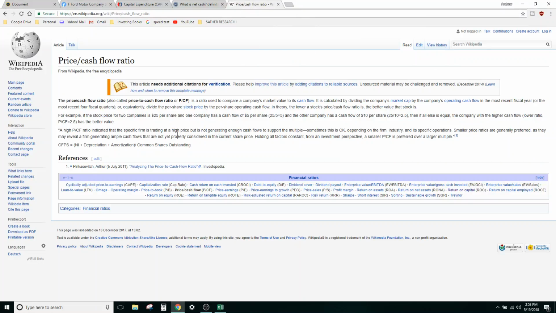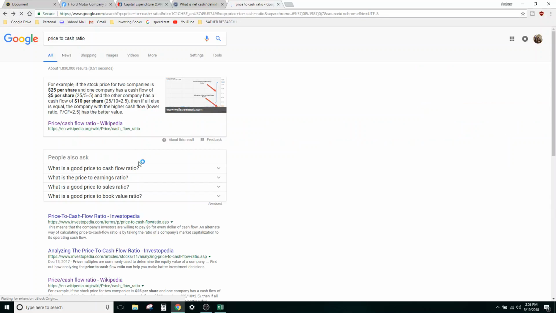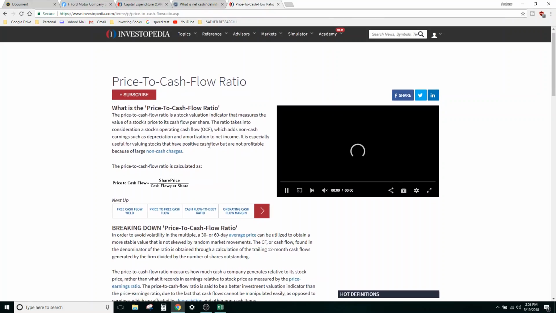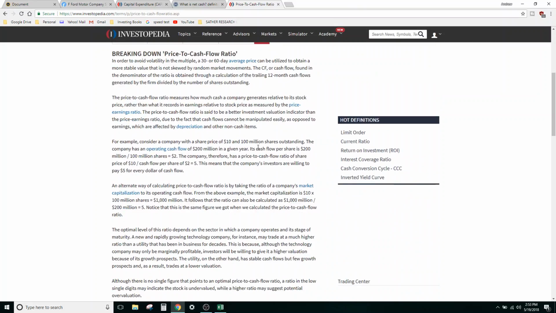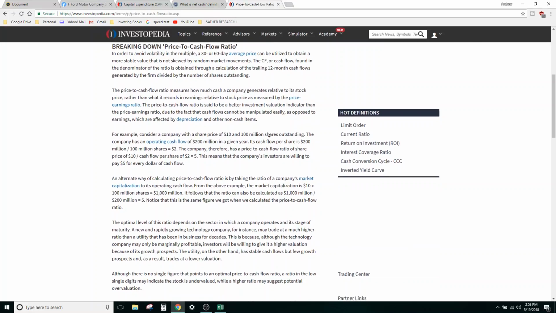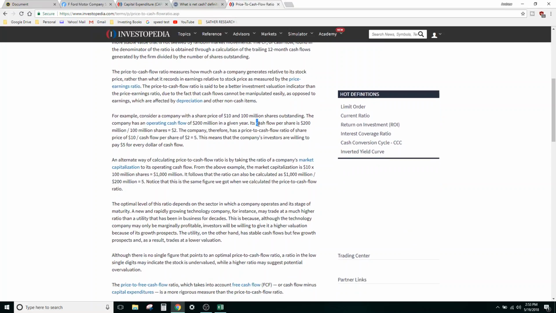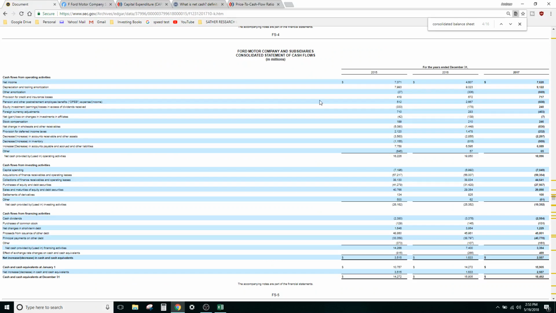So that's why I don't like this price to cash flow thing. I want to see if somebody else defines it in a different way when they talk about cash flow per share. Yeah, operating cash flow again. See, I don't like that. And so that should be obvious to us.